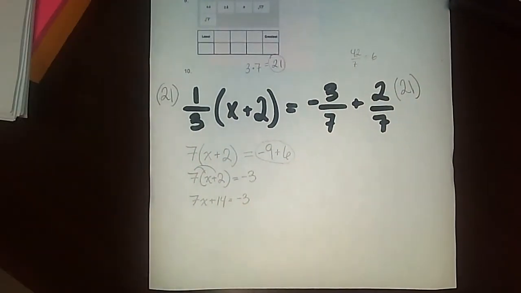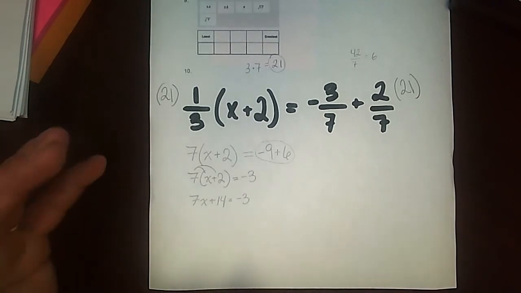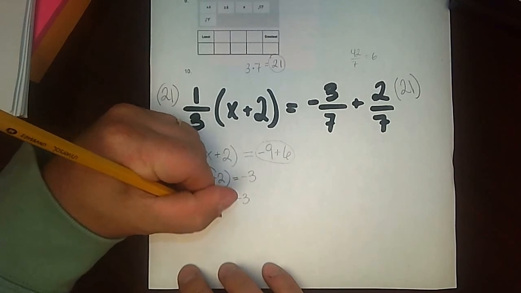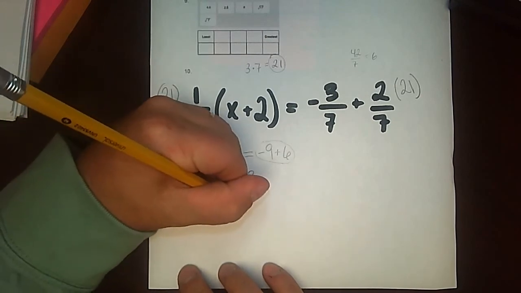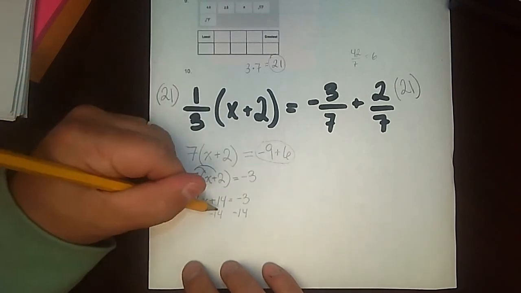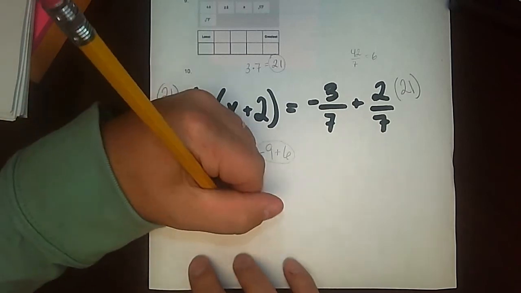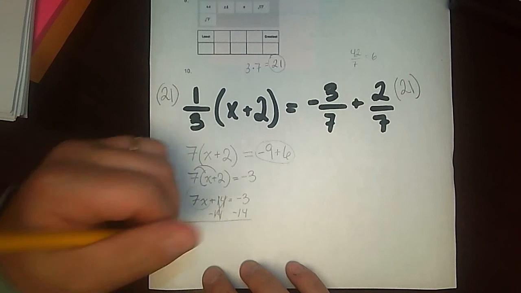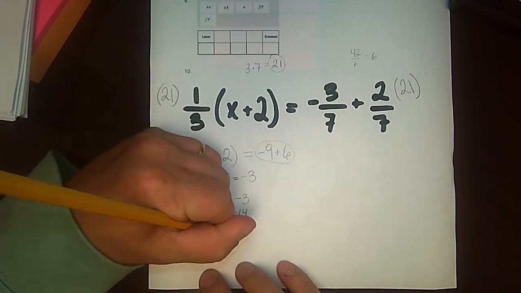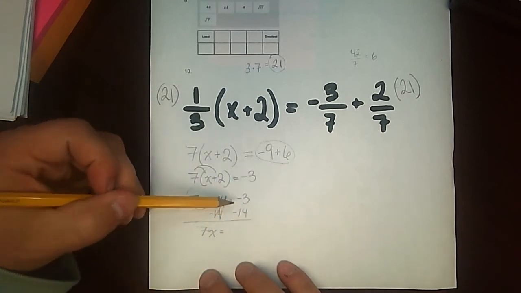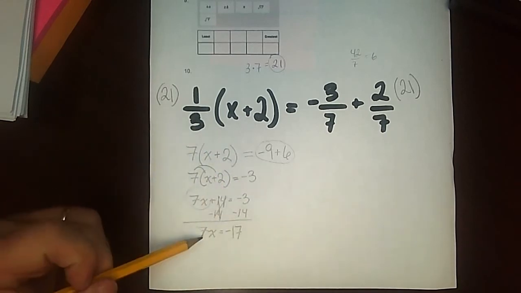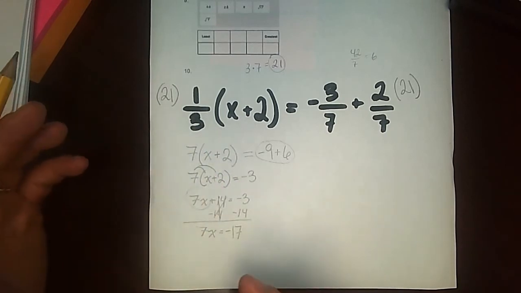Alright, so now we're back down to just a two-step equation. At this point, we should be pretty familiar with these steps. We're going to get rid of our constant, meaning we're going to subtract 14 on both sides. And what that's going to do is zero out these two values. Now I'm going to rewrite what I have left. On the left side, it's just 7x. And on the right side, negative 3 minus 14 is negative 17. So 7x equals negative 17.